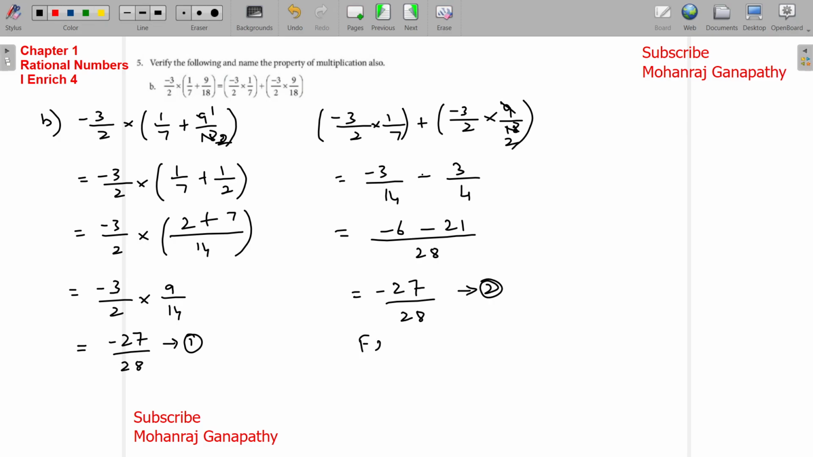From 1 and 2 it is verified. Name the property. It is distributive property on multiplication. Distributive property on addition. Distributive property.